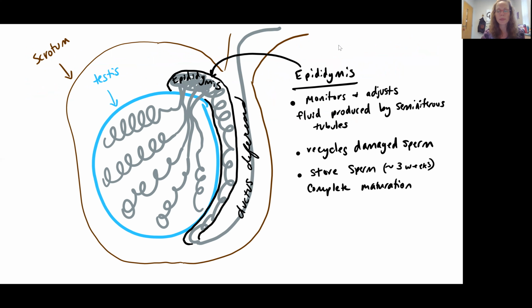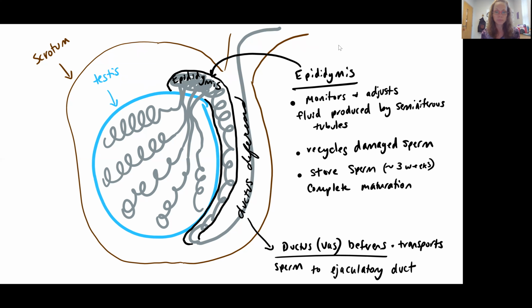Here we're seeing our epididymis as the structure that's sort of sitting on top of the testis. It has a bunch of important jobs. So it's going to monitor and adjust the fluid that's being produced by the seminiferous tubules. It's also going to be important in recycling damaged sperm, as well as storing those sperm for about 3 weeks as they complete their maturation before they enter the ductus deferens. The ductus deferens or vas deferens is the tube that's transporting the sperm to our next location, which is called the ejaculatory duct.